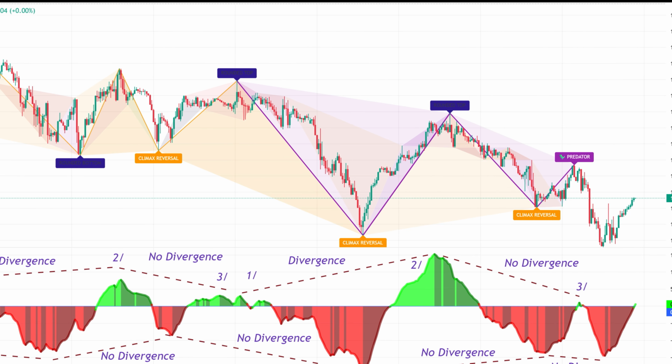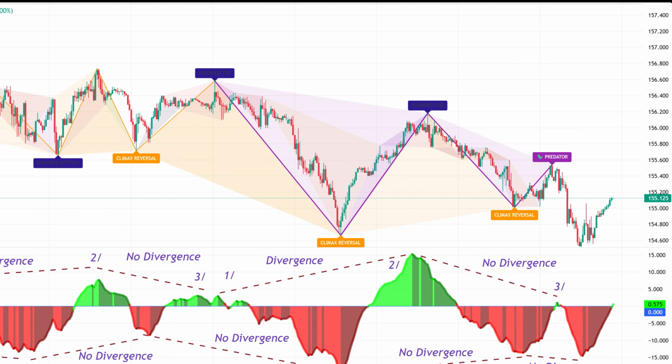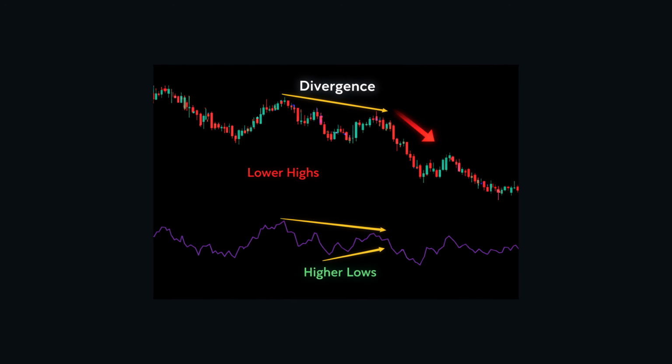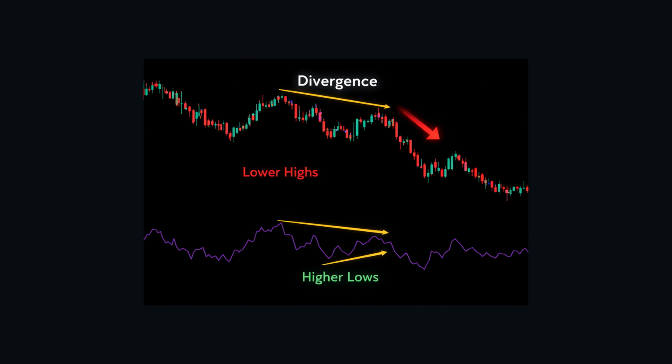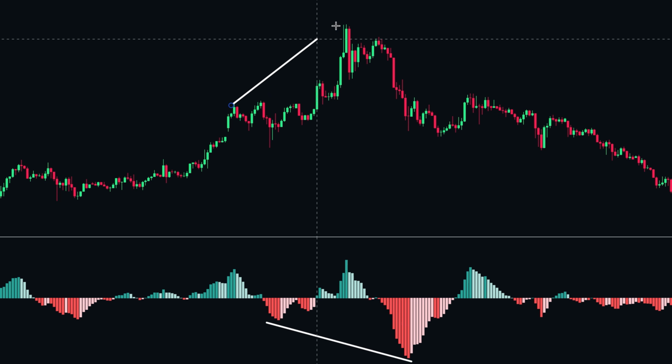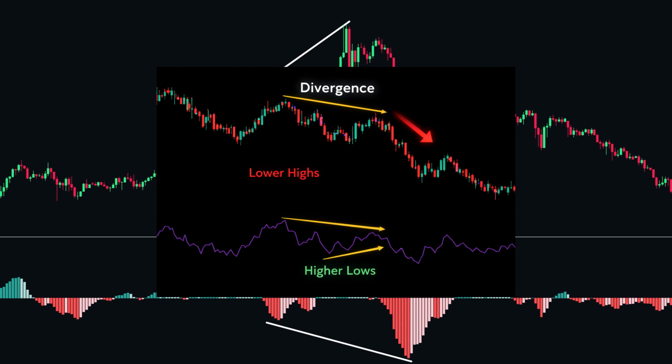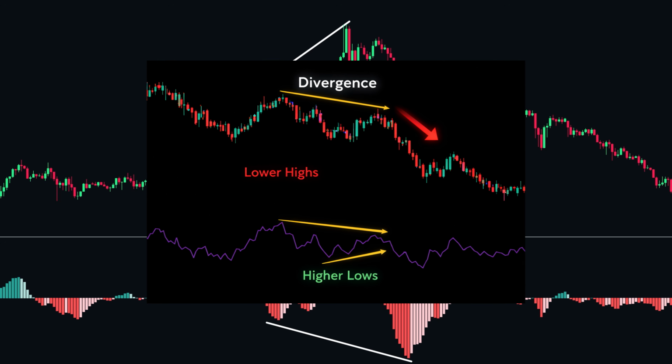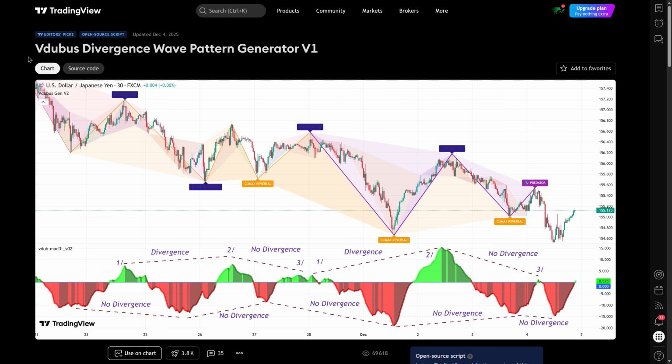The challenge with divergence is that it is very easy to misread. One trader might see divergence, another trader might not. Some people draw it too early. Some people draw it too late. Some people see divergence everywhere. That subjectivity is what makes divergence hard to trade consistently. That is exactly what the VDBoost Divergence Wave Pattern Generator automates.